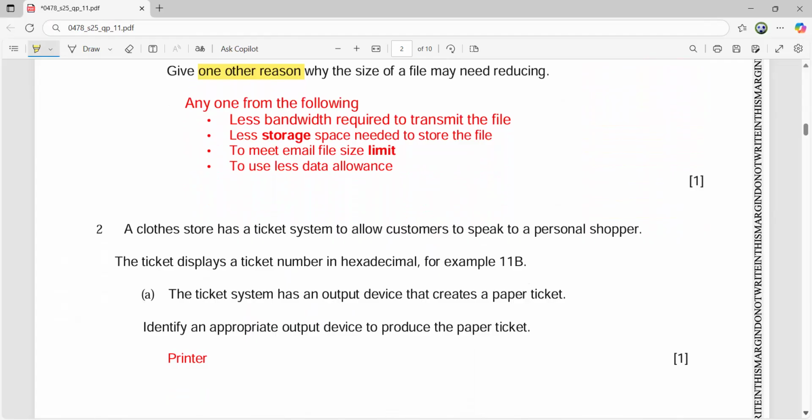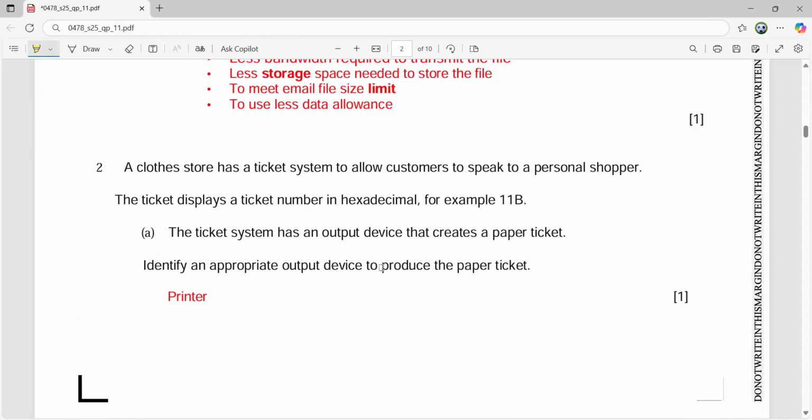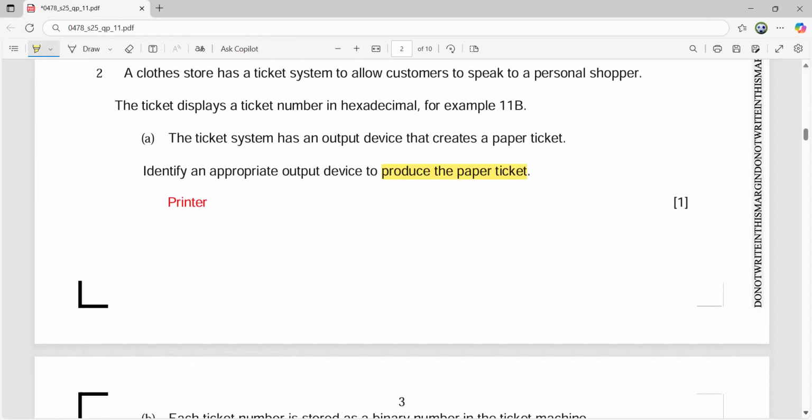The ticket system has an output device that creates a paper ticket, right? Identify an appropriate output device to produce the paper ticket. Producing the paper ticket means definitely here I need to give it to the end user or to the person. And for that, the right choice is a printer. No other one, just one option, and that is the printer.